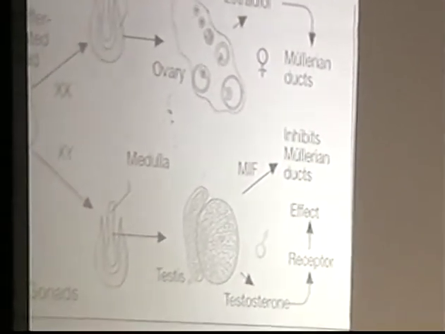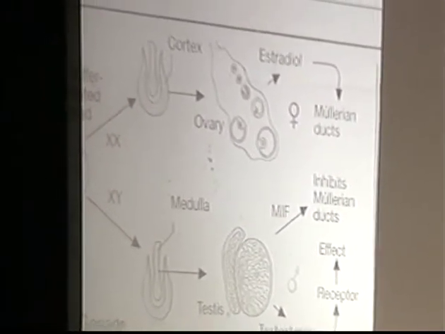Okay? So the result of having a testis, because you're XY, you break down the Mullerian ducts. They don't grow. The Wolffian ducts do grow. In the female, the Mullerian ducts grow because estradiol stimulates them. And the Wolffian ducts that would give rise to the male-specific plumbing degenerate because there's nothing to keep them going.